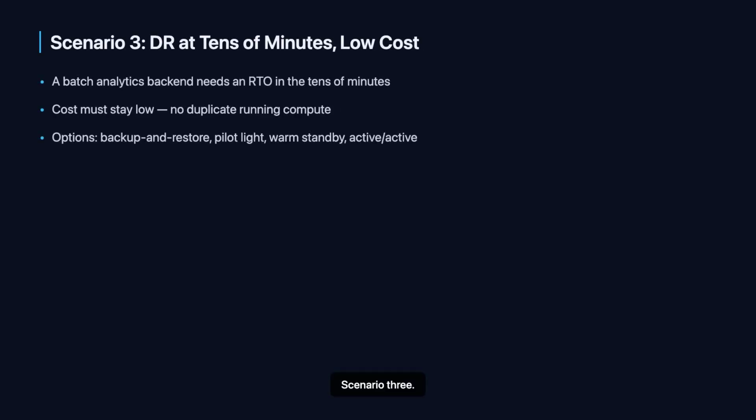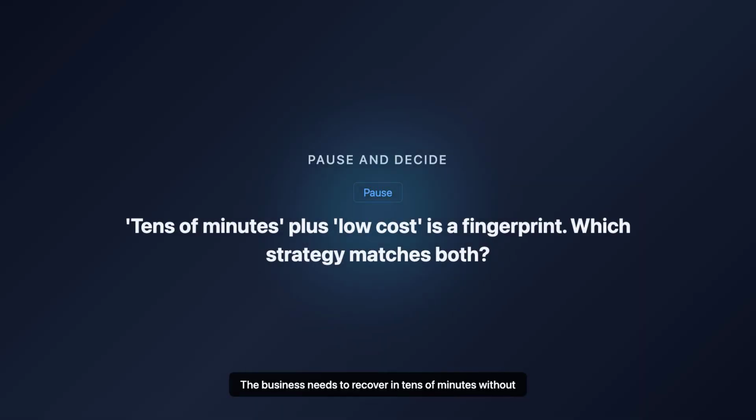Scenario 3. A batch analytics backend needs a recovery time objective measured in tens of minutes, and cost has to stay low. The team can't justify paying for duplicate compute sitting idle. 4 options this time: backup and restore, pilot light, warm standby, and multi-site active-active. The business needs to recover in tens of minutes without doubling infrastructure costs. Which strategy meets both constraints?